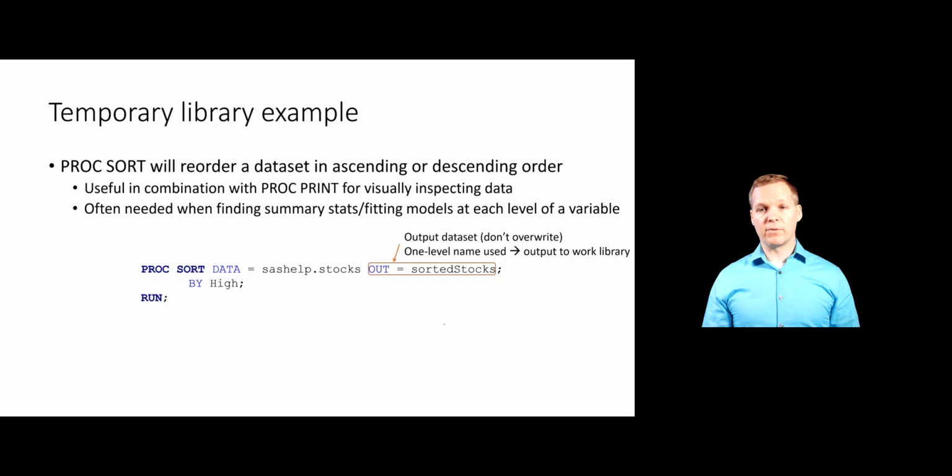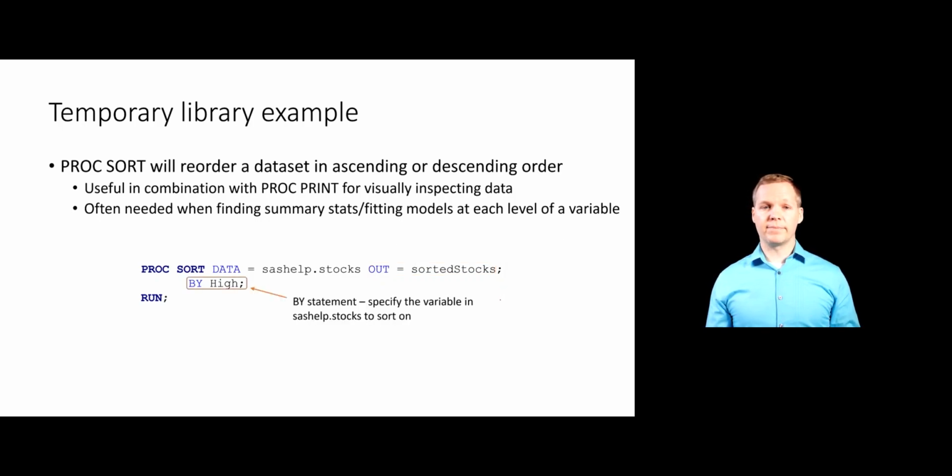And so we're going to use a one-level name here. And since we're using a one-level name, notice that there's no something dot period there. Since we're using a one-level name, SAS will put that into our work library. And that might be the case because we don't really want to keep this sorted data set for later. We just maybe want to print it out now and look at it. So that makes up our proc sort statement.